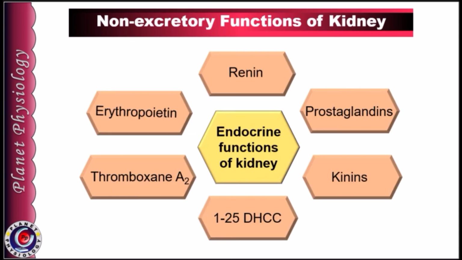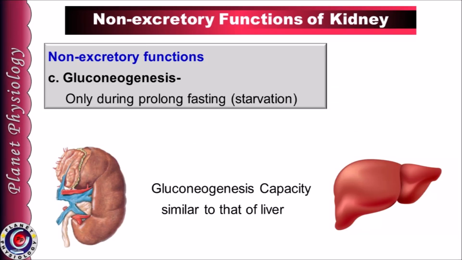Now coming to the endocrine functions of kidney. Kidneys secrete various hormones like erythropoietin, renin, 1,25-dihydroxycholecalciferol, prostaglandins, kinins and thromboxane A2, and thus they act as endocrine organs also. And the last non-excretory function of the kidney is their role in gluconeogenesis. Their capacity of glucose production is almost the same as that of liver, but this function is seen only during prolonged fasting, that is during prolonged starvation.